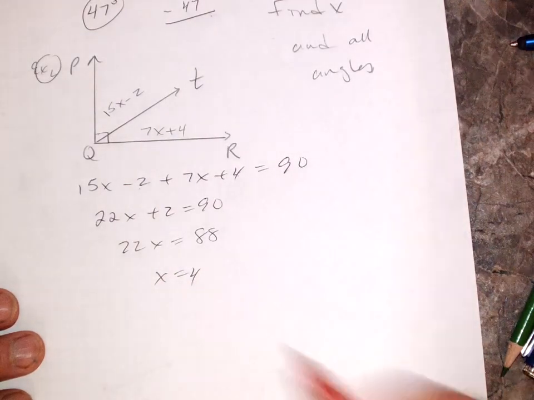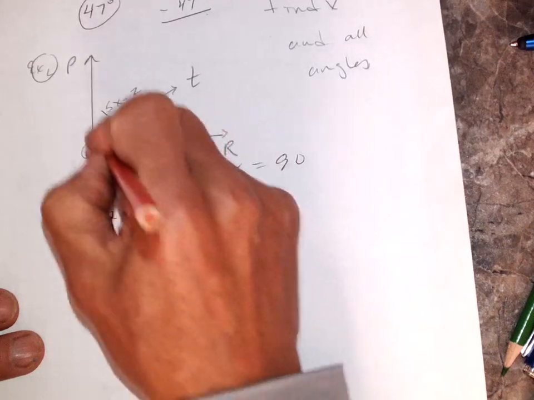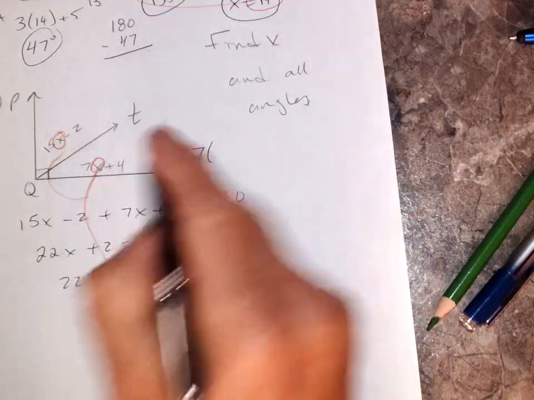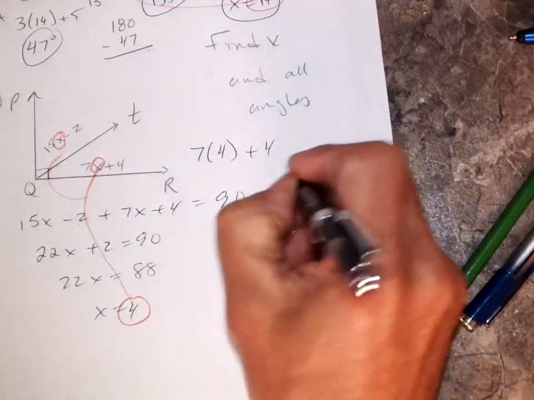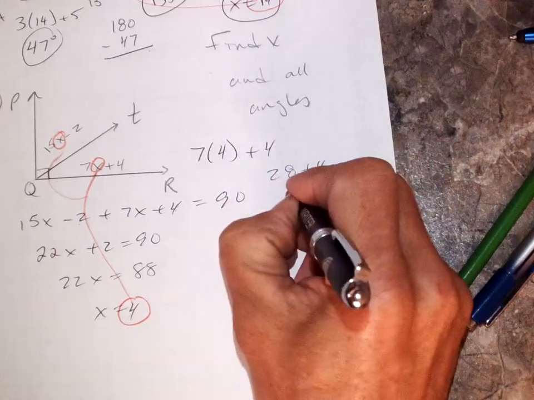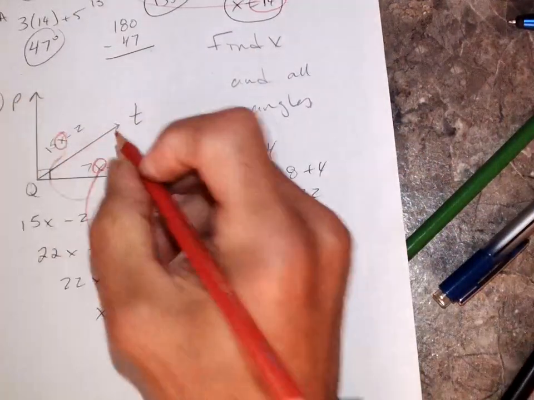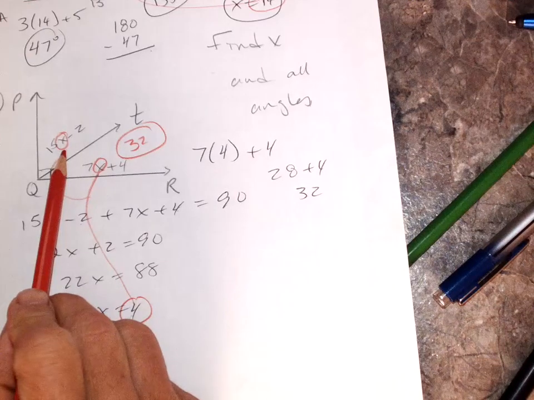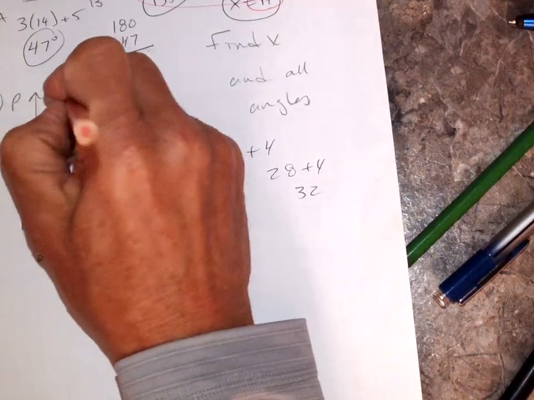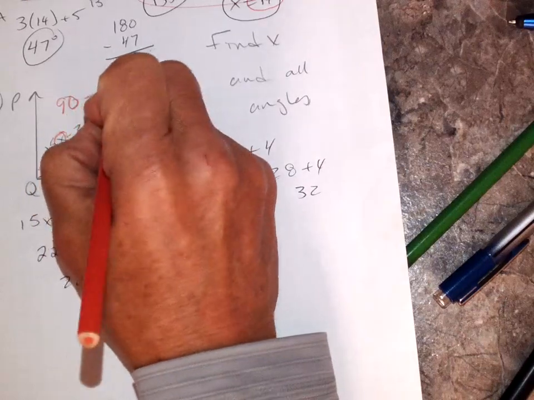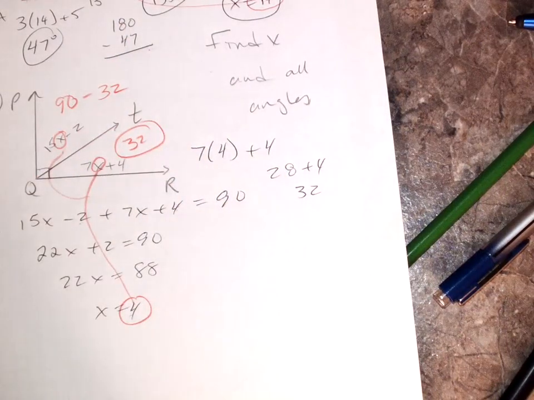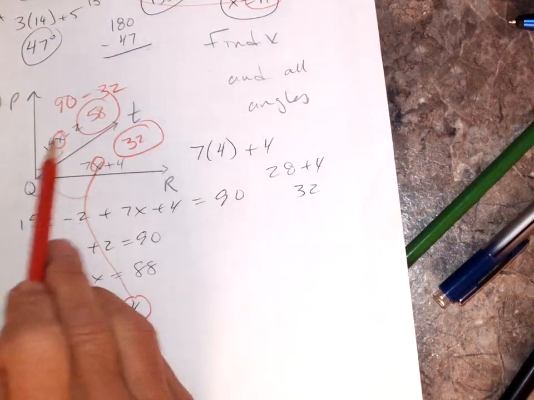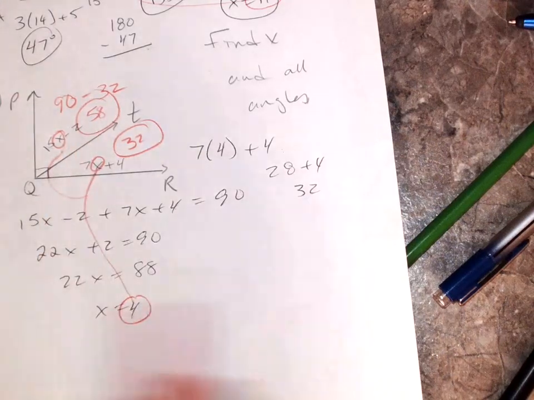And so now I take my 4 and plug it in to here and here. So I'll take my 7 times my 4 plus 4. Is that 28 plus 4 is 32. So this angle is 32 degrees. And now I have two choices. I could either plug it in or just subtract from 90. Actually, I think that seems easier. 90 minus 32. Because remember, they have to add up to 90 together. So I'm just going to go, what's 90 minus 32? And I get an answer of 58. Or you can plug your 4 in. 15 times 4 is 60. Minus 2 is 58. Okay, both work. Okay, that's all I have.